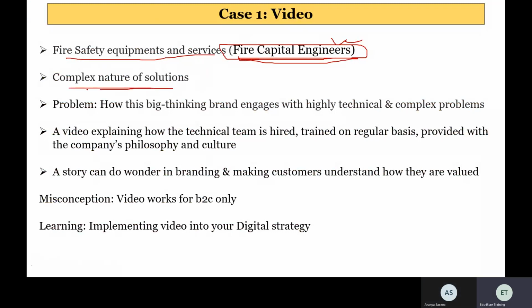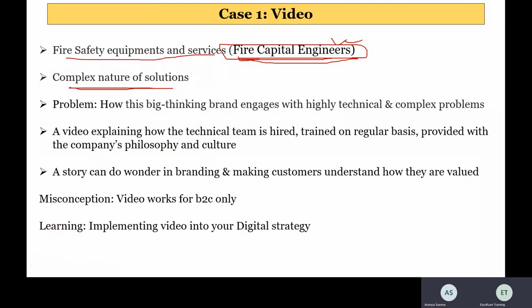Now it is a very complex nature of solutions. It is not easy for Fire Capital Engineers to explain their business to people, unless there is a face-to-face interaction. Suppose I am a salesman from Fire Capital Engineers. I'm meeting you. I can tell you, ma'am, in your office you need a smoke detector in your lift. You also need fire safety equipment. In this way, we have to meet you personally. But this is not a very strategic approach in today's competitive world. Today, we have to make people aware digitally as well.